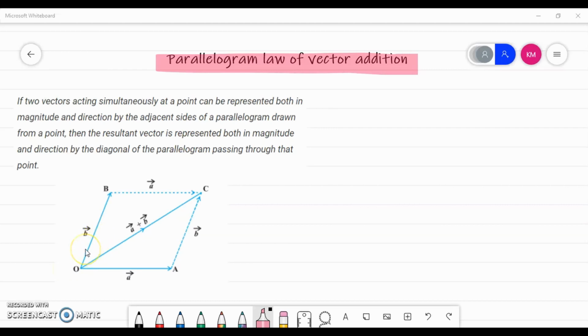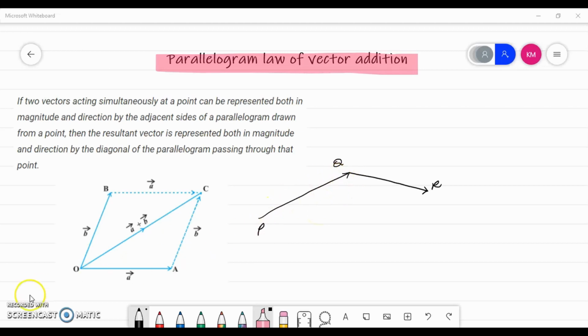Now, in order to perform addition, we have learned that one vector must flow into the other, meaning it must be connected by a head-to-tail format. For example, PQ and QR. So we can see the tail of PQ is here and the head of PQ is here. Then we can see that the tail of QR is here and the head of QR is here. So PQ and QR is connected in that head-to-tail format.